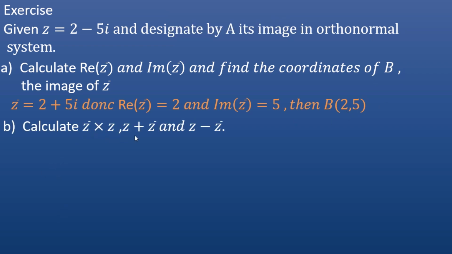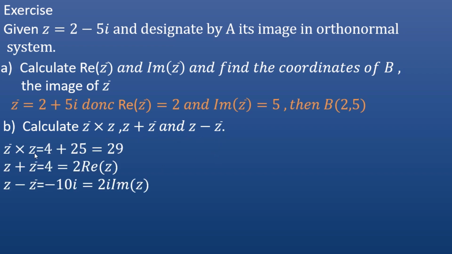Calculate z bar times z, z plus z bar, and z minus z bar. z bar times z equals how much? x square plus y square, 4 plus 25 equals 29. z plus z bar: when we add z and z bar, we get 4, which equals 2 real of z. If here we have x minus iy and x plus iy, when we add them, we will get 2x, 2 real z.